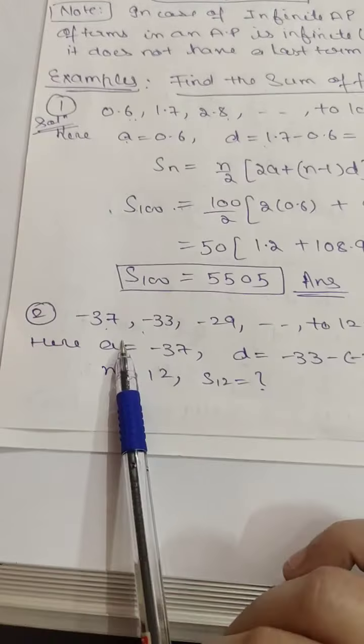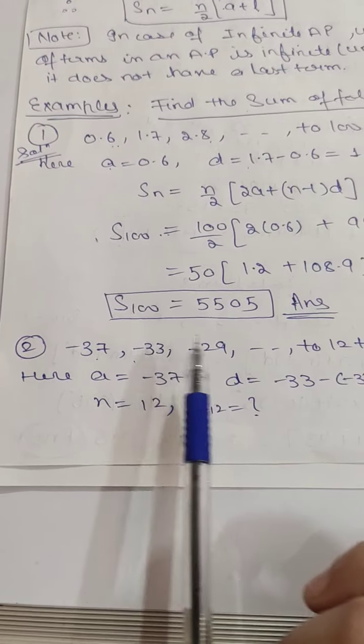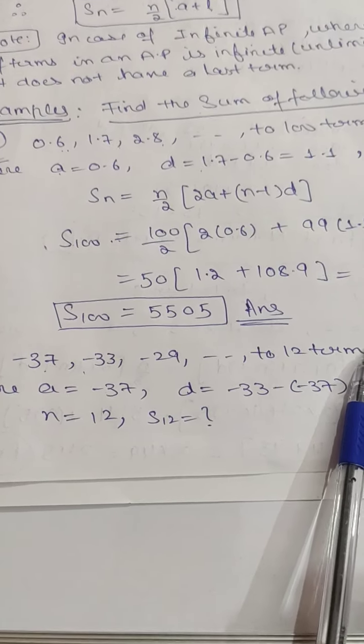Similarly, we can solve this example also, in which the series is given as minus 37, minus 33, minus 29, and so on up to 12 terms.